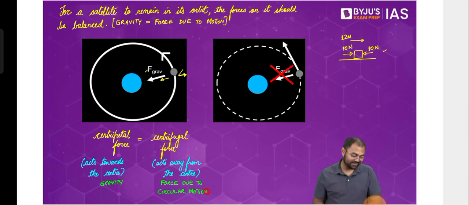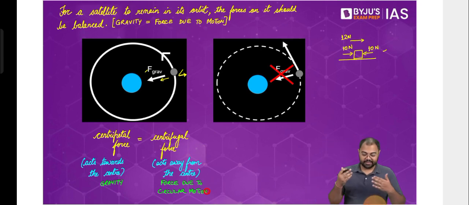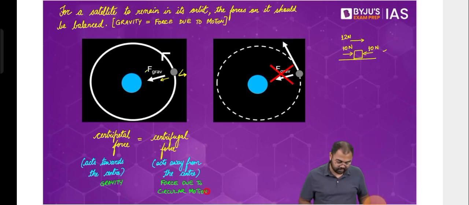There's a reason why rocket science is called rocket science. Anything that is difficult, we say that it is rocket science. So why do we say that? Because rocket science is supposed to be difficult. It's one of the most complex technologies that humankind has mastered. So the forces have to be balanced, and as long as the forces are balanced, you can keep the satellite in the given orbit.